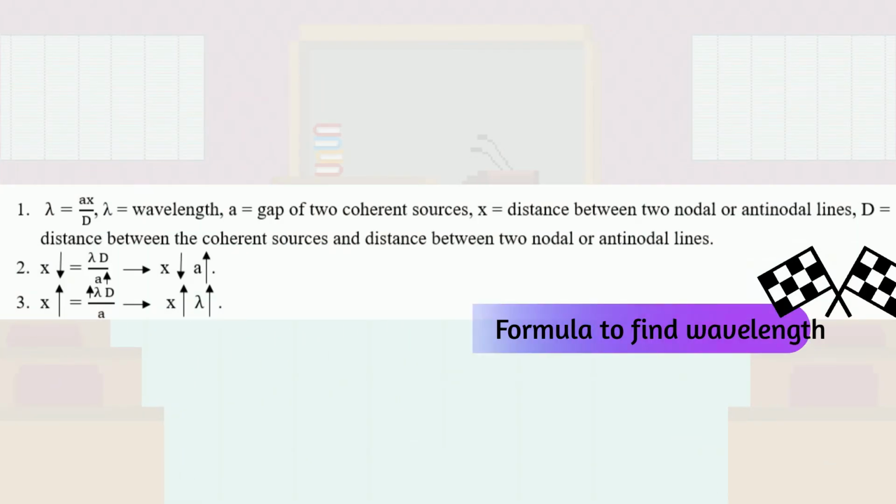This is the general equation to find wavelength. Lambda is equal to ax over D, where lambda is equal to wavelength, a is the gap of two coherent sources, x is the distance between two nodal or antinodal lines, and D is the distance between the coherent sources and the point where x is measured. Based on this equation, we know that x will decrease when a increases, and x will increase when lambda increases.